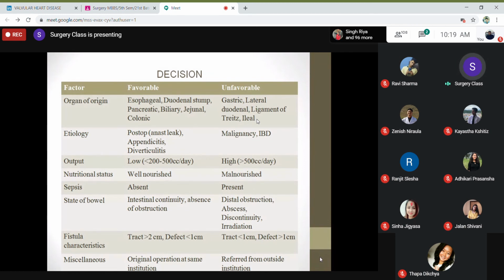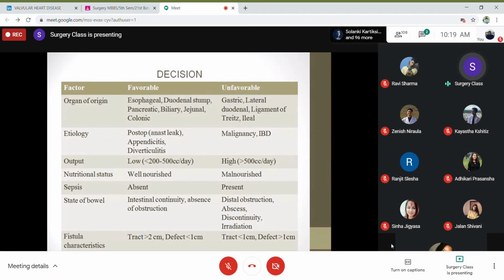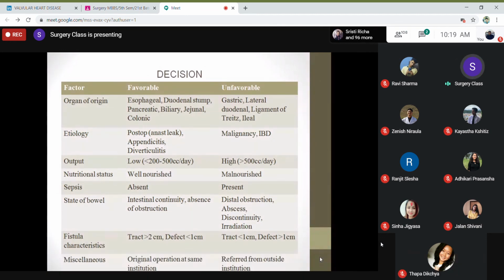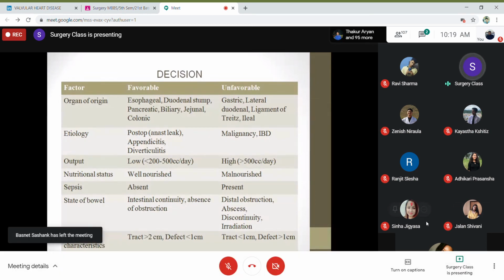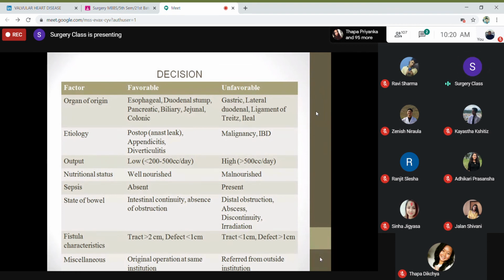So whenever we talk about healing of fistula, a situation where there is no distal obstruction is good. Whenever we do a discussion, what are the factors in favor of healing of fistula? Then we'll say: low output, good nutrition, distal obstruction is absent, sepsis is absent, the track is more than 2 centimeter... sorry, less than 2 centimeter, defect is less than 1 centimeter. That's good. If it is more than 2 centimeter, if it is more than 1 centimeter, then it is bad. Similarly, the nutritional status and the distal obstruction. Remember this: distal obstruction is bad for the proximal fistula, and so are nutrition and sepsis.